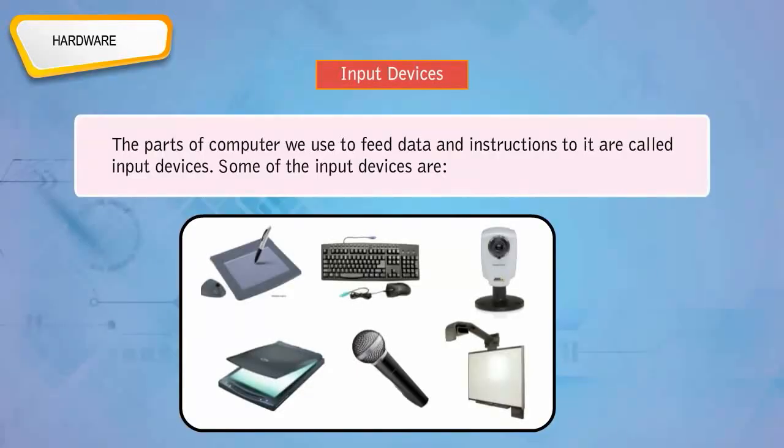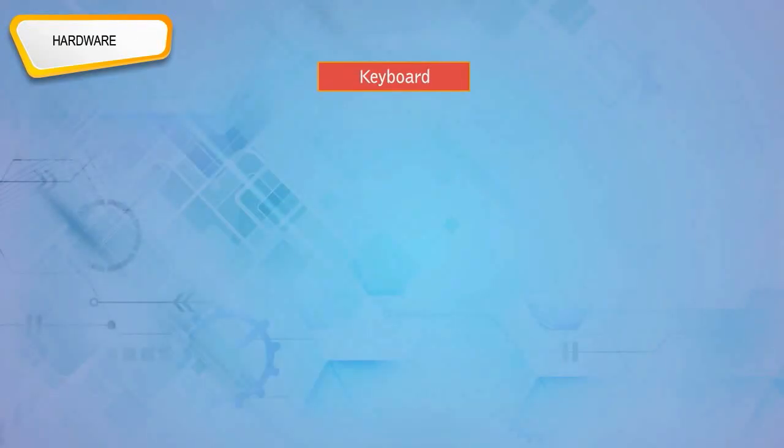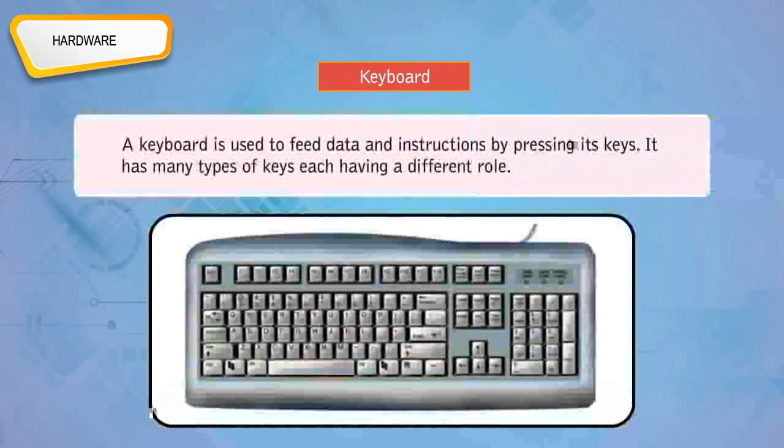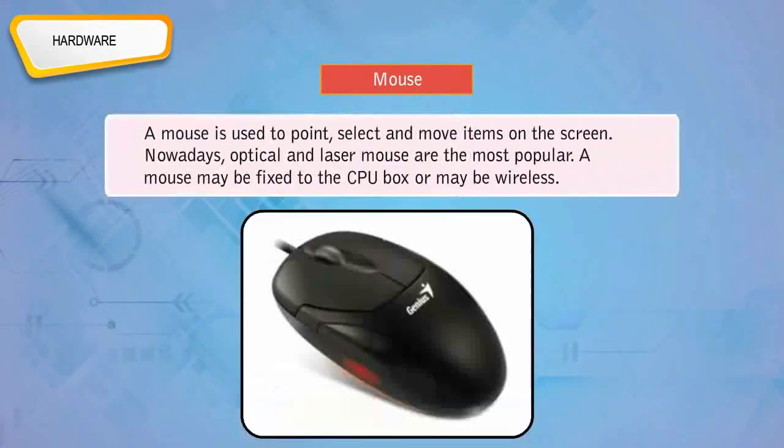Some of the input devices are keyboard. A keyboard is used to feed data and instructions by pressing its keys. It has many types of keys, each having a different role. Mouse. A mouse is used to point, select, and move items on the screen. Nowadays, optical and laser mouse are the most popular. A mouse may be fixed to the CPU box or may be wireless.